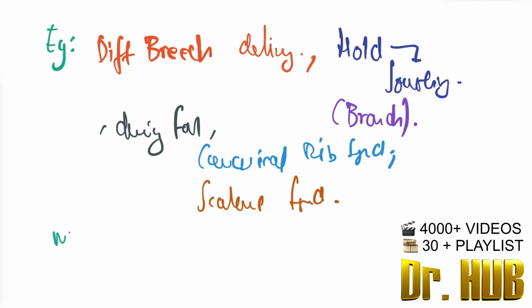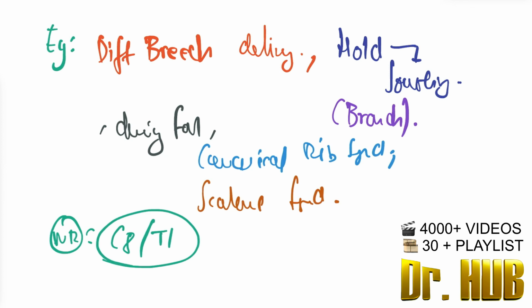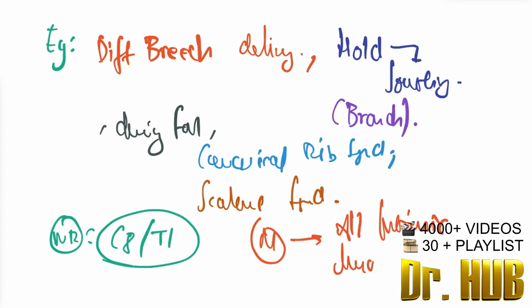What are the nerve roots involved? The nerve roots involved in Klumpke's palsy are C8 as well as T1, whereas in Erb's palsy it was C5 and C6. The question arises on the muscles involved in Klumpke's palsy. The muscles involved are all the intrinsic muscles of the hand.